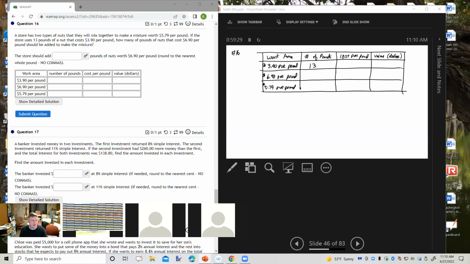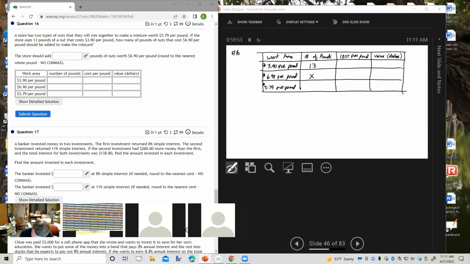How many pounds of nuts that cost $6.90 per pound should be added to make the mixture? That's the thing we don't know. So that's our unknown. So we're going to add 13 pounds of nuts that are $3.90 a pound and an unknown amount of nuts that are $6.90 a pound.